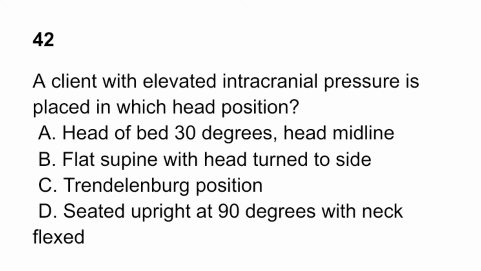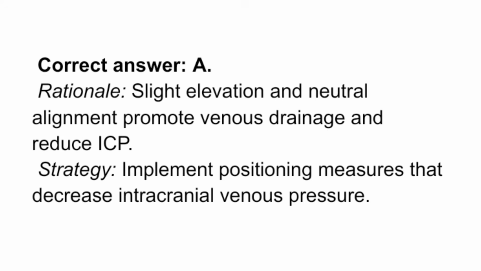42. A client with elevated intracranial pressure is placed in which head position? A. Head of bed 30 degrees, head midline. B. Flat supine with head turned to side. C. Trendelenburg position. D. Seated upright at 90 degrees with neck flexed. Correct answer, A. Rationale, slight elevation and neutral alignment promote venous drainage and reduce ICP. Strategy, implement positioning measures that decrease intracranial venous pressure.